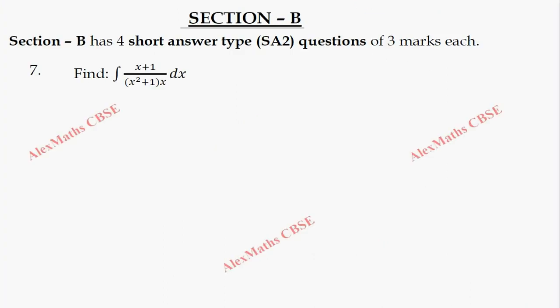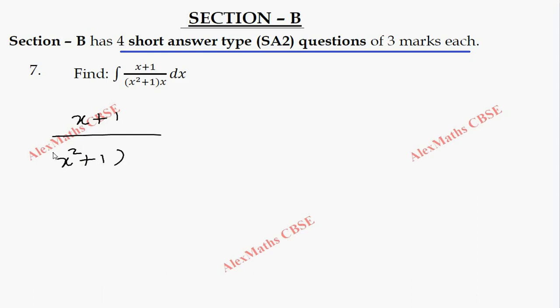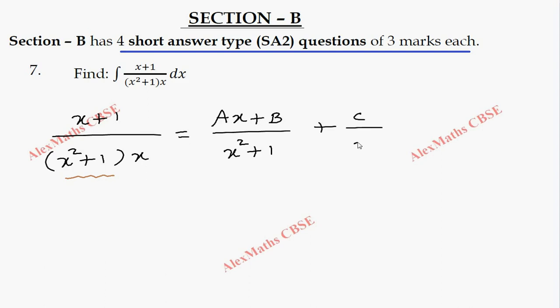Now coming to section B, we have 4 short answer type questions of 3 marks each. Question number 7, integral x plus 1 by x square plus 1 into x dx. We are going to apply the partial fraction method. Let's take the expression x plus 1 by x square plus 1 into x. As per the partial fraction rule, when we have a non-factorizable quadratic, we have to write linear term in the numerator. So ax plus b divided by x square plus 1, and here we have the factor x. So this becomes c by x.